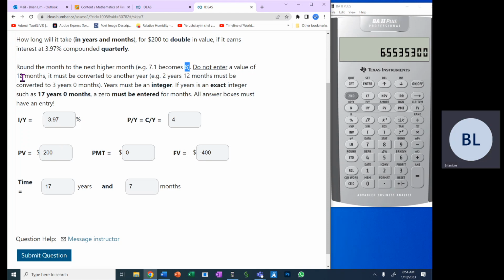Do not enter a value of 12 months. Fortunately, we didn't come up with that. It must be converted to another year. So you do not put 2 years, 12 months. You must put 3 years, and you must put 0 months.